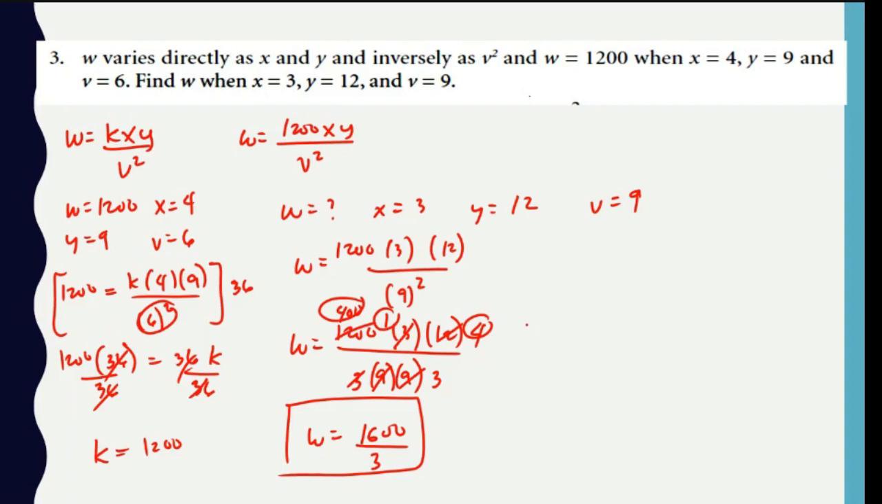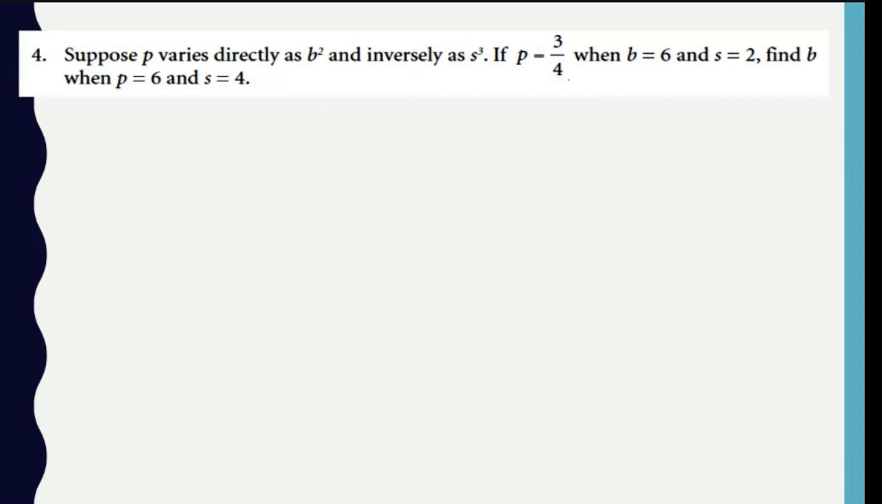So, you can also multiply 1,200 times 3 times 12. You will get 43,200 divided by 81. That is also possible. Divided by 81, you will also get the same answer, which is 1,600 divided by 3. Let us move on and have number 4.